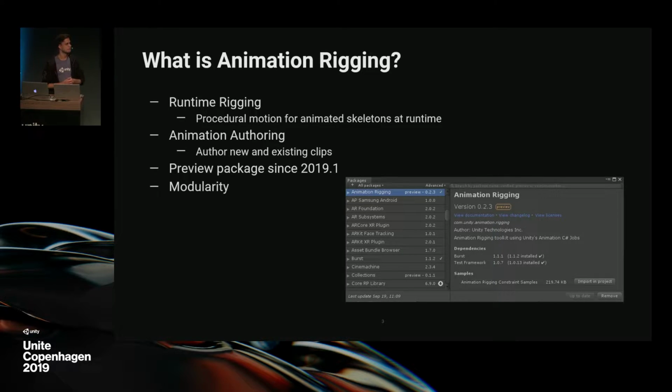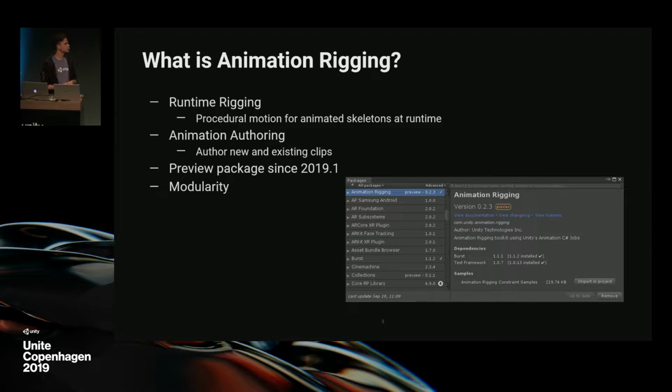So we created the animation rigging package to suit all your rigging needs inside Unity, inside the editor. Currently, there are two main workflows. We supply runtime rigging, so we allow you to use the animation rigging framework to do runtime animation in your gameplay. Also, we allow you to do animation authoring inside the editor by making use of the animation rigging framework during preview in the animation window and timeline.